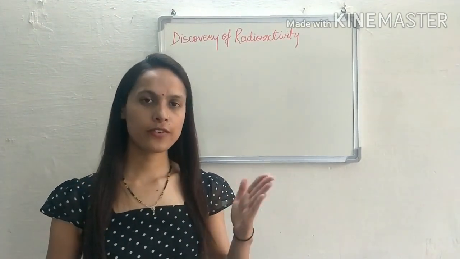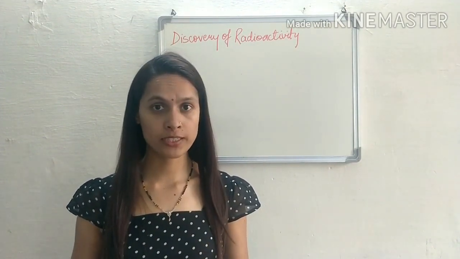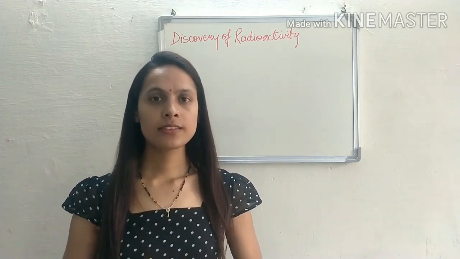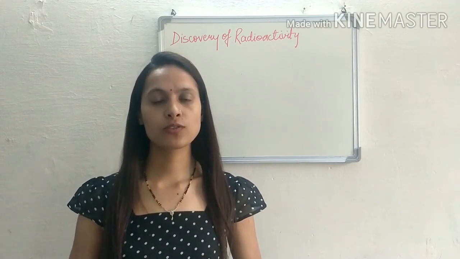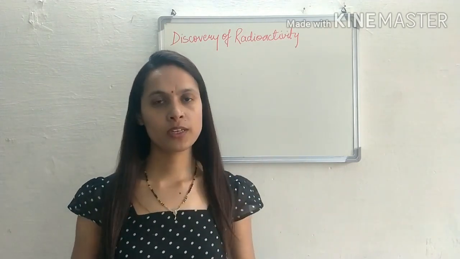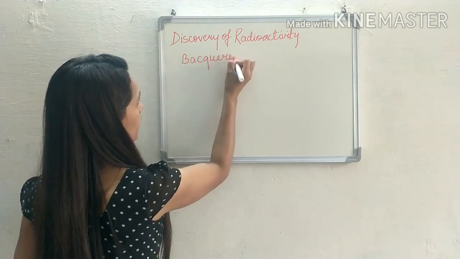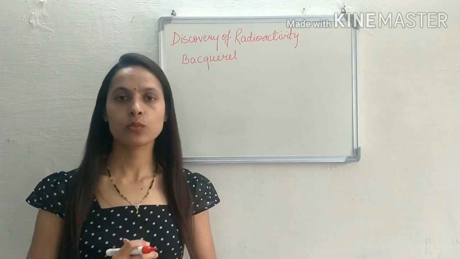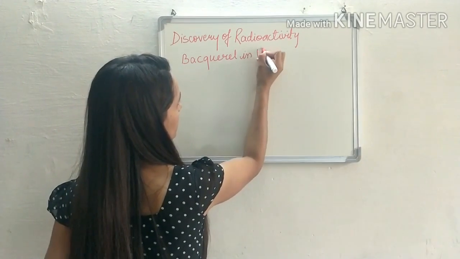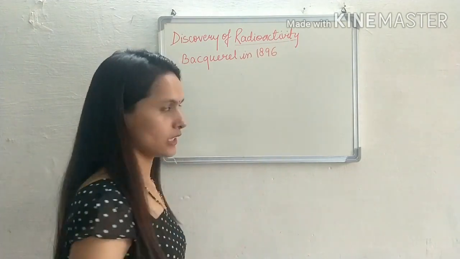After the discovery of electrons and protons, it was well established that the atom is no more indivisible. It is divisible and it is made up of charged particles. This was further proved by the discovery of radioactivity. This phenomenon was discovered by a scientist known as Becquerel, in 1896.